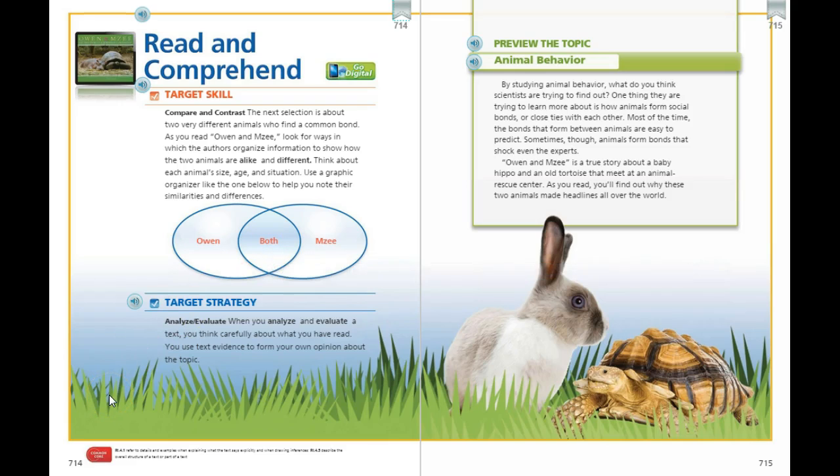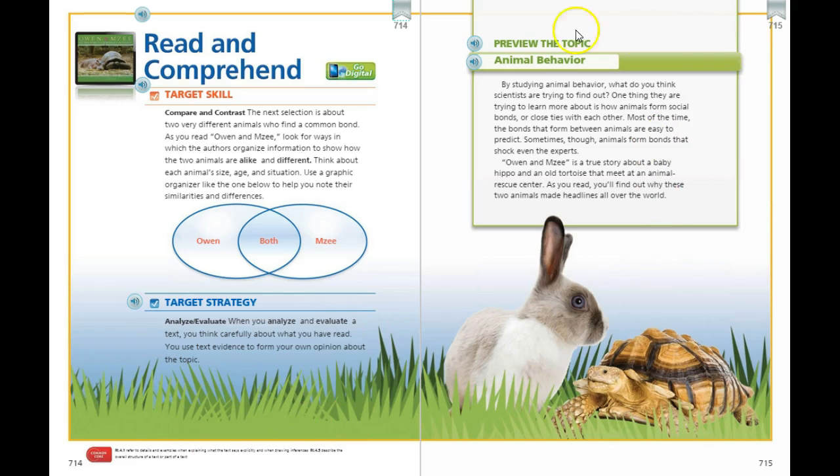Our strategy is to analyze and evaluate. When you analyze and evaluate a text, you think carefully about what you have read. You use text evidence to form your own opinion about the topic. One way to evaluate information is to examine the evidence the author provides. So as you look at your Venn diagram, you should check to be sure that the information is clear and accurate.